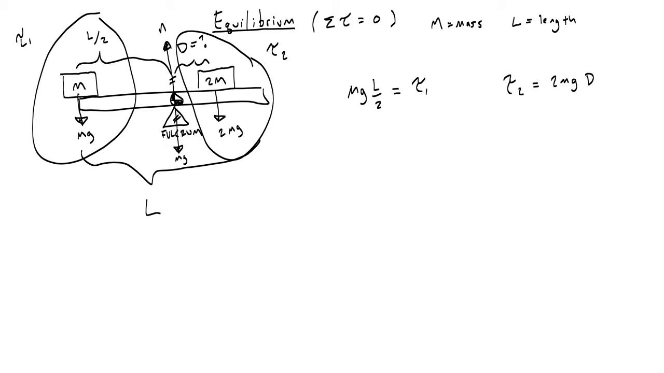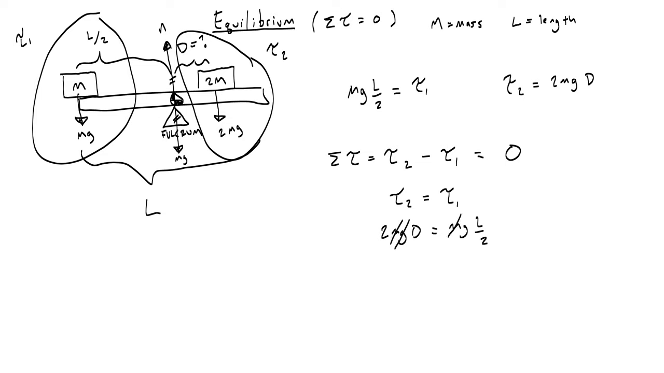Okay, so here's how we sum the net torques. The sum of the net torques in this case is going to be tau 2, which we'll make positive, why not, minus tau 1. And because it's not rotating, we know that they are equal to 0. That's the main idea. So that means I can set them equal to each other. Tau 2 equals tau 1, or 2mgd equals mg L over 2. Maybe you see how quick it gets now. I don't need m. I don't need g. And if I want to figure out what the distance d is, then I just divide both sides by 2 and get L over 4.